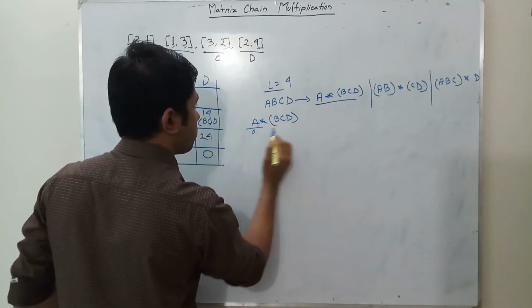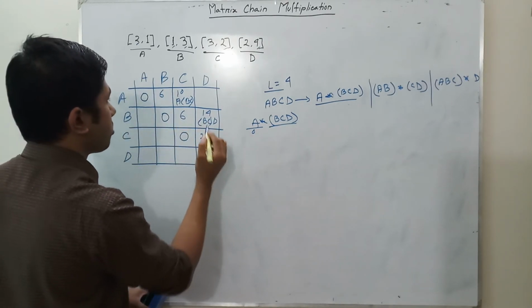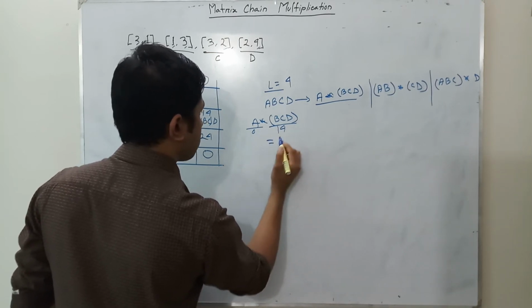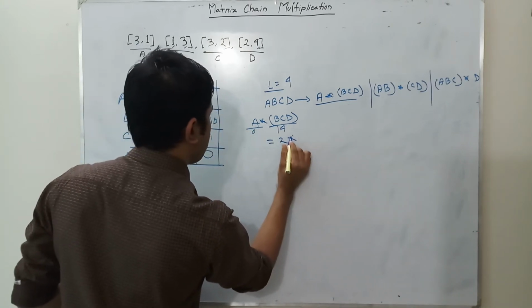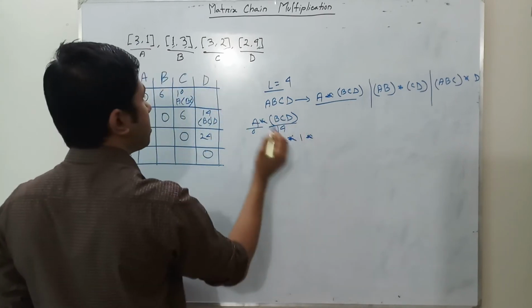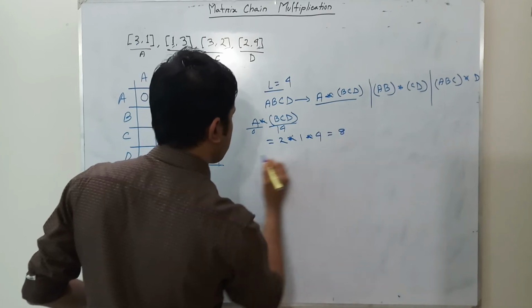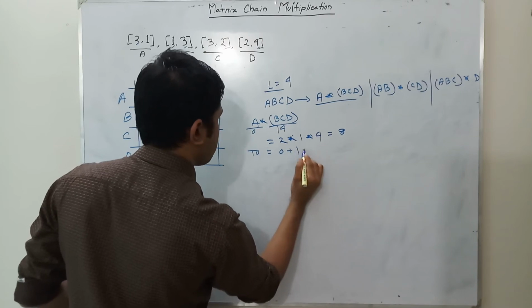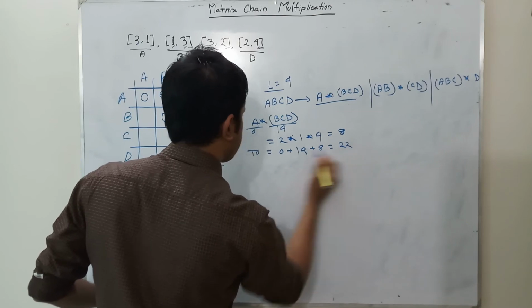We know A is 0, BCD is 14, and for the multiplication the number of operations we need here is A rows 2 into number of columns of A 1 into BCD number of columns is 4, equals 8. So total number of operations here we need is 0 plus 14 plus 8 equals 22.